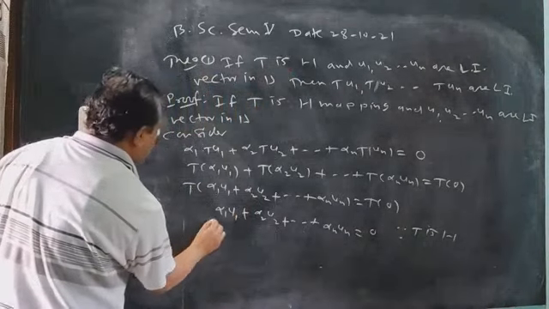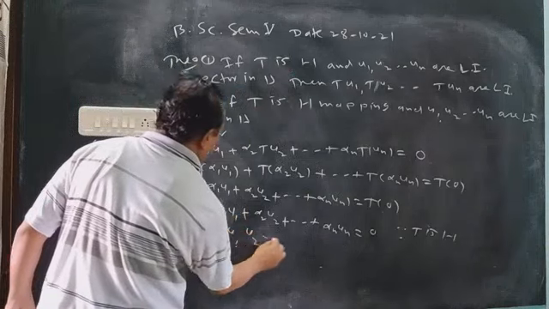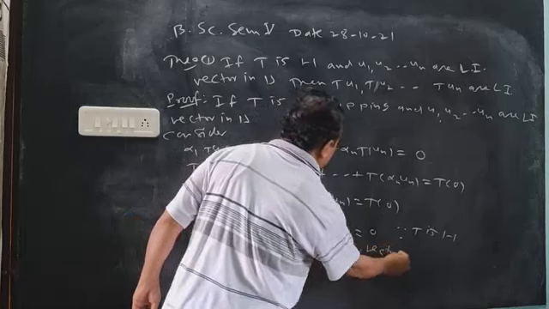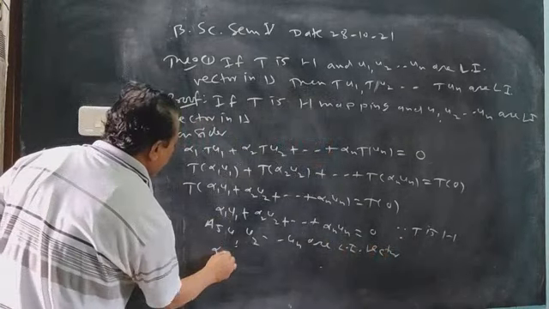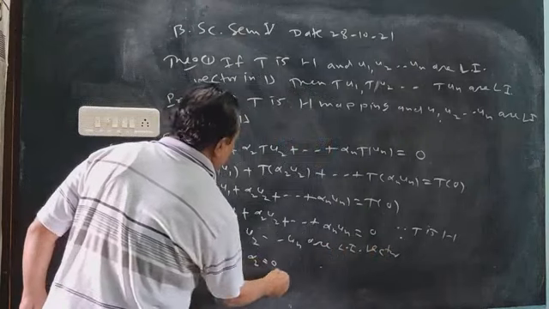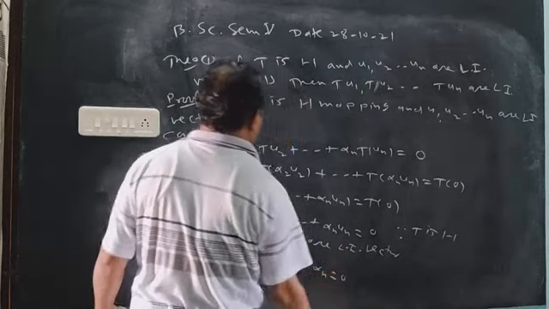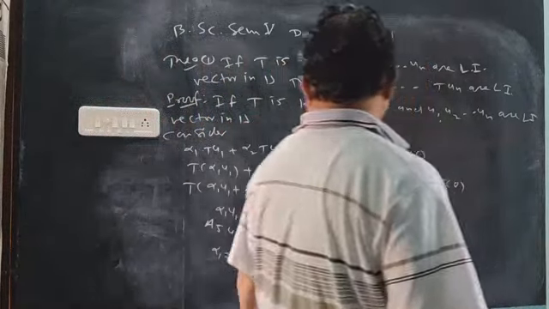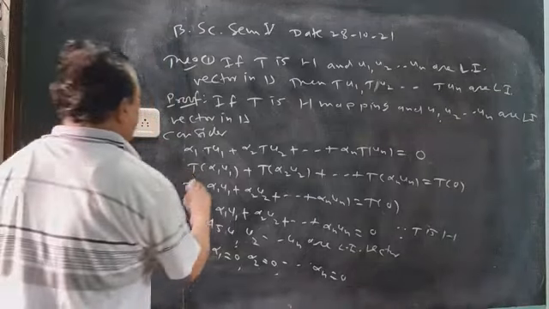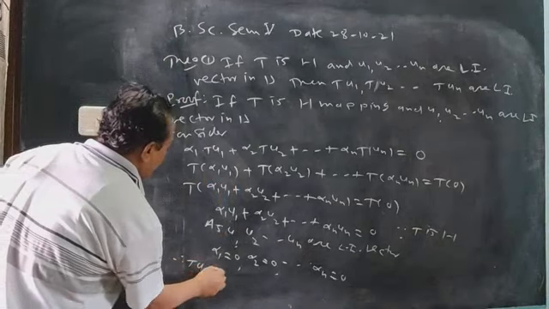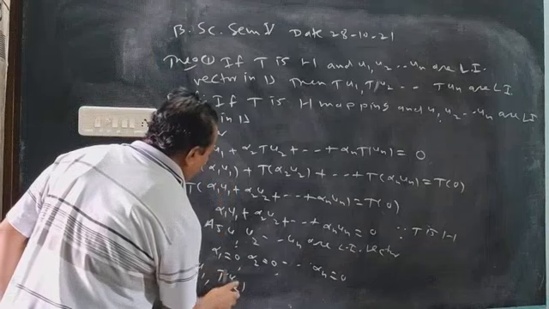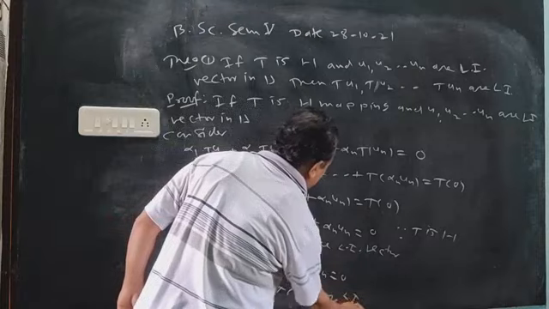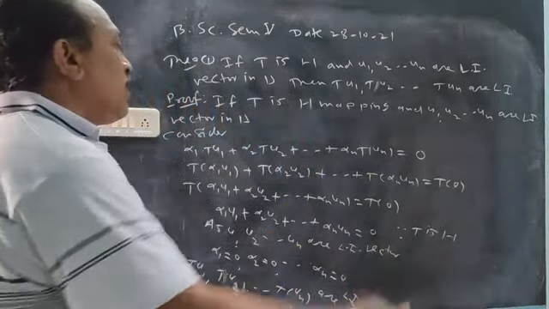Now, as u1, u2, up to un are linearly independent vectors, therefore the scalar multiples are 0. Each scalar, alpha 1, alpha 2, alpha 3, alpha n, is 0. We considered alpha into the vectors and showed the scalars are zeros. Therefore these vectors T of u1, T of u2, in this way T of un are also LI.